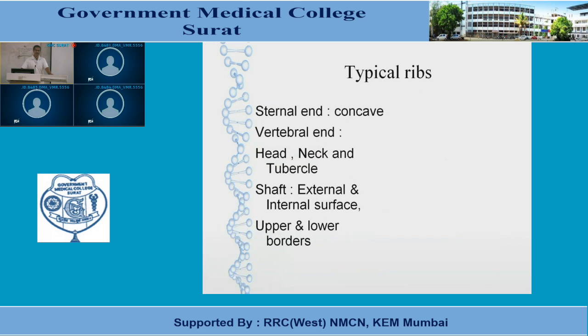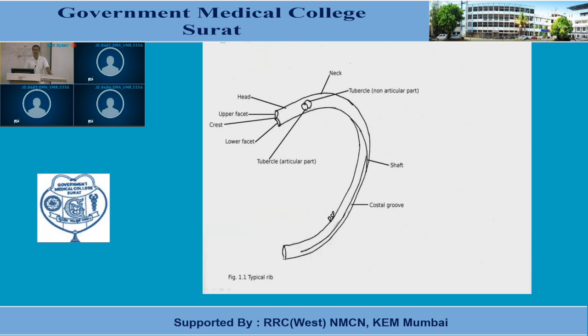The vertebral end shows features. Which features? It shows head, neck and tubercle. This vertebral end shows articulation or attachment in relation with the thoracic vertebra. Posterior end shows head, neck and tubercle. First, head.